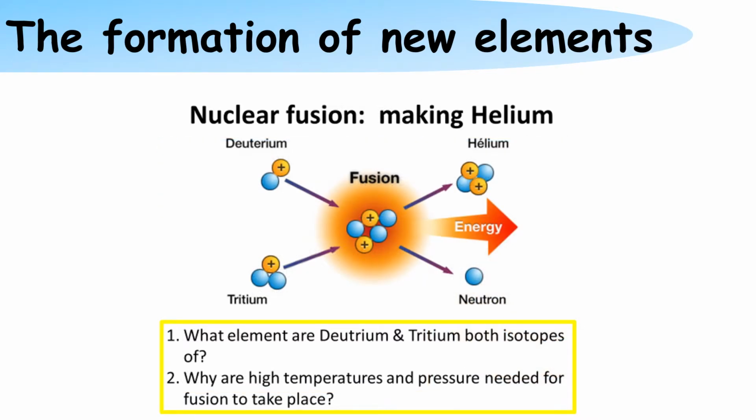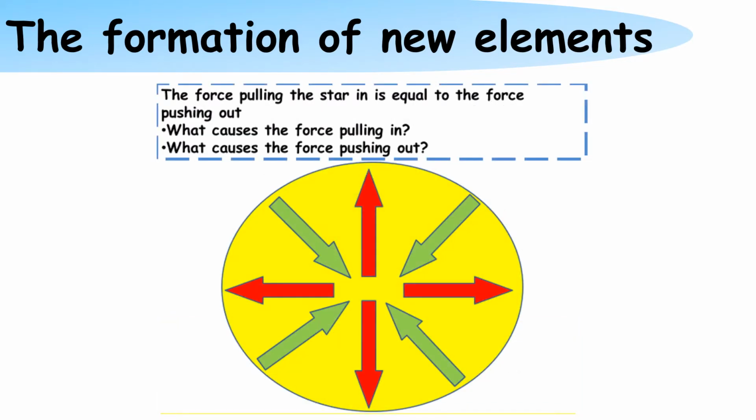Nuclear fusion in the center of the star caused two forms of hydrogen to fuse together to form helium. At this stage, the outward force caused by nuclear fusion was equal to the inward force caused by gravity. This caused the star to be stable.